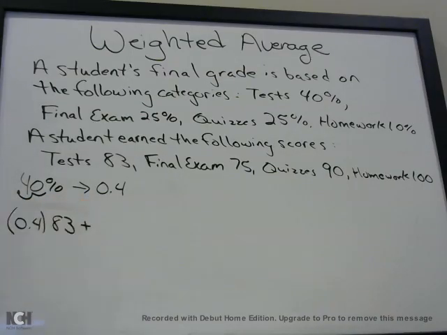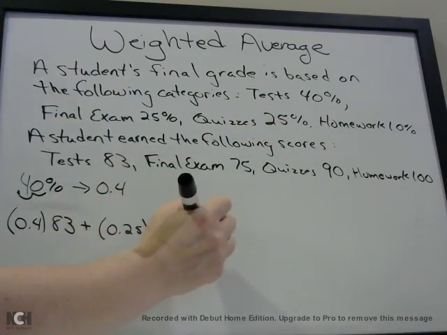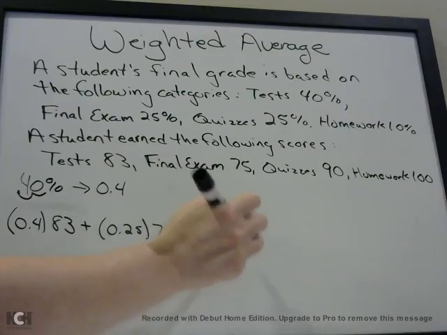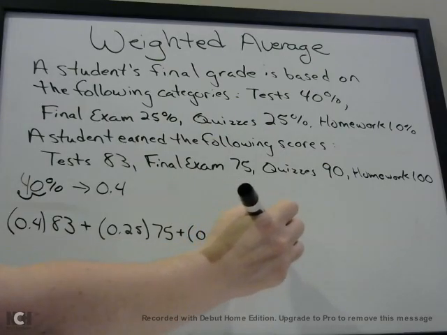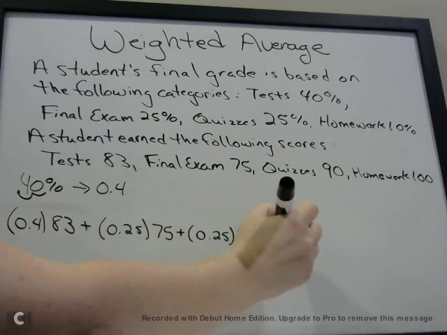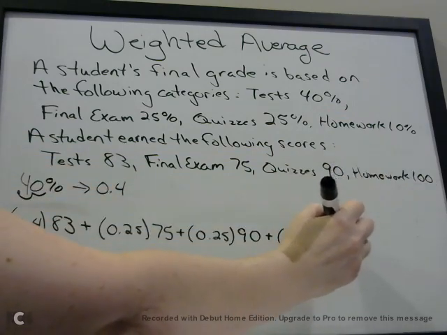And then we're going to add our final exam. Our final exam weight is 25%, which we write as 0.25 times our final exam score, which was 75. Plus quizzes. So quizzes were 25%, so 0.25 times our quizzes score, which is 90. Homework is 10%, 0.1 times our homework score, 100.